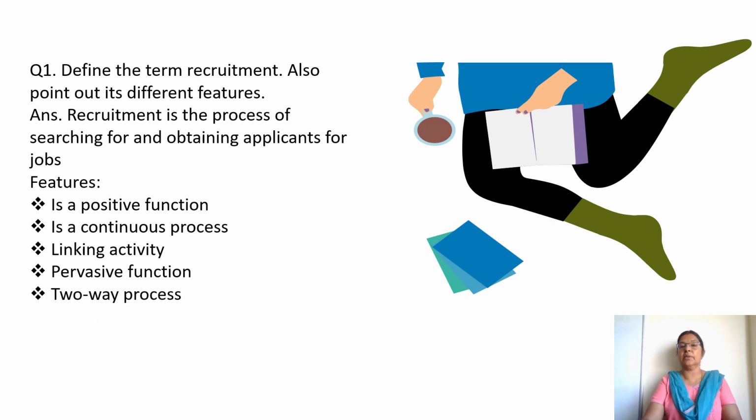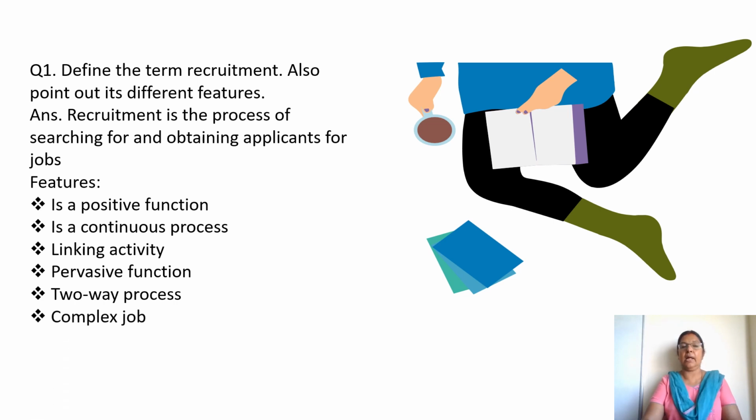The next feature is it is a two-way process. It links the recruiter to the recruitee. Recruiter is the employer and recruitees are the potential candidates. So whenever the recruitment process happens, it is a two-way process between the recruiter and the recruitee.